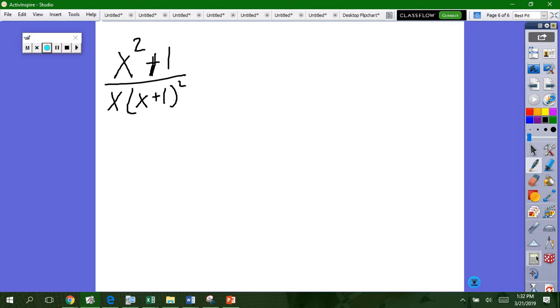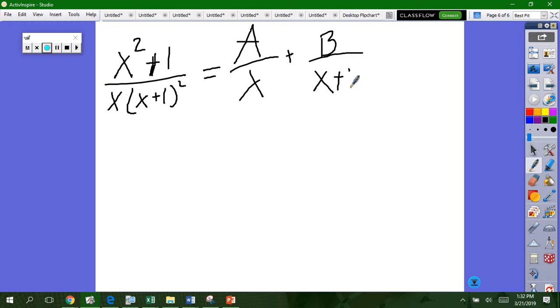Jeez. Anybody want to help me on how I would do this one? I would have A over X plus B over X plus 1 plus C over X plus 1 squared.